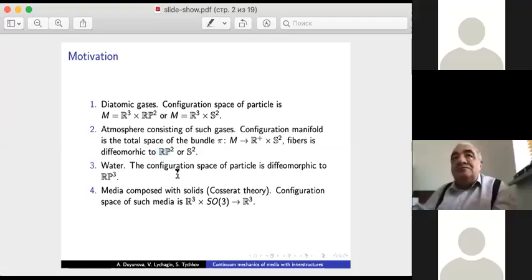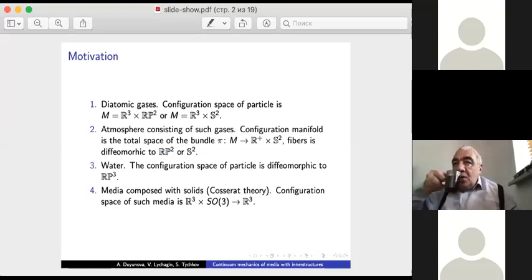Another interesting example is water. This example gives us a configuration space of a particle which is diffeomorphic to projective space. Well, I will not go into details of how this happens to be true. All the references are in our preprint.